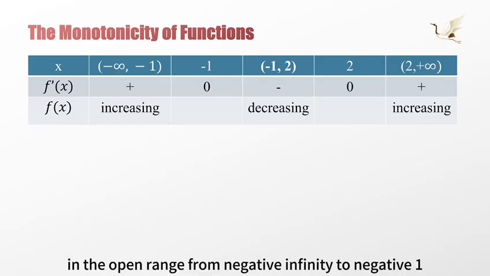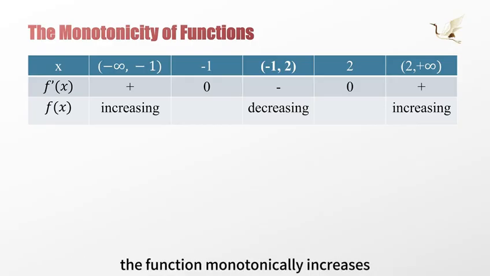In the open interval from negative infinity to -1, the function monotonically increases. On the open interval (-1, 2), the function monotonically decreases. The function monotonically increases over the open interval from 2 to positive infinity.